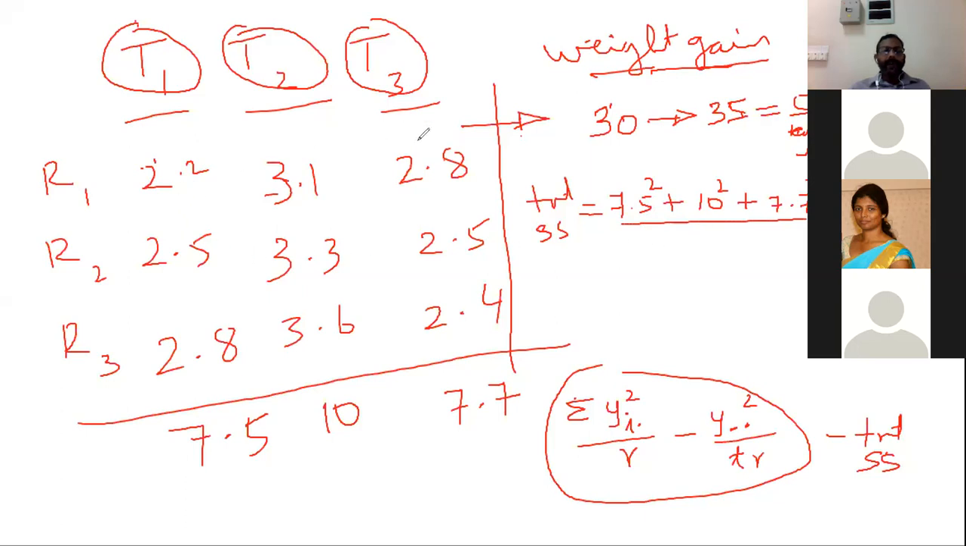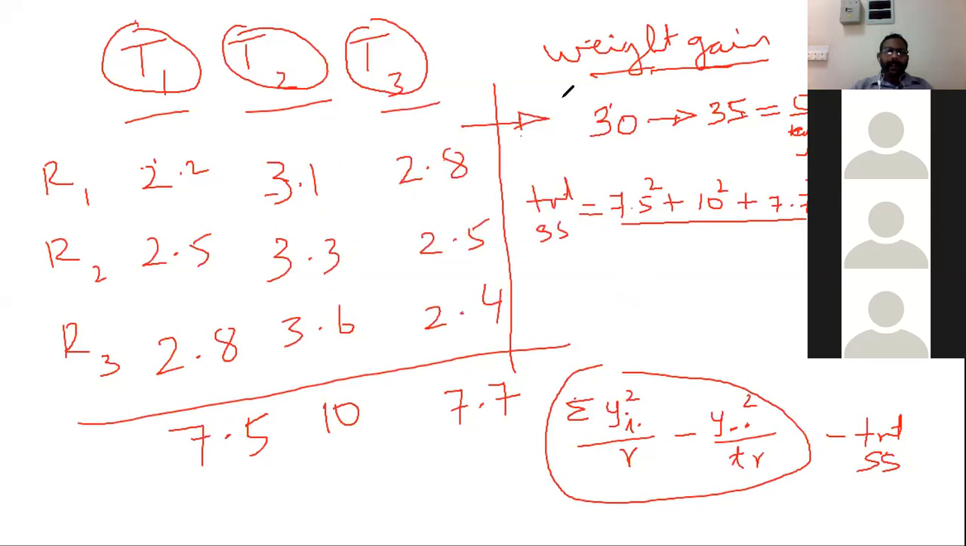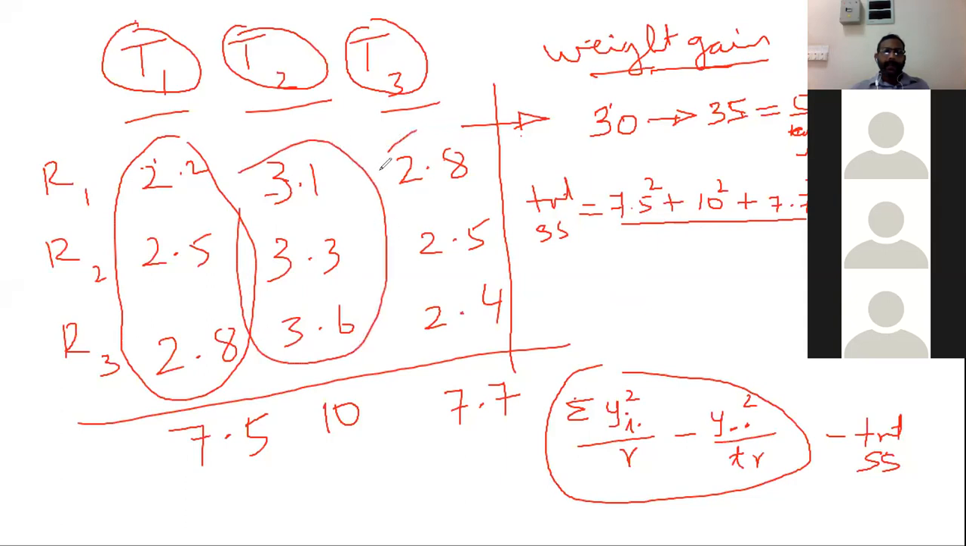Is r the same for all treatments or different? Number of replicates. Is the replicate r same or different? Different? Why different? What about the first treatment? How many replicates? 3. Second treatment? 3. Third treatment? 3. Same. So if the number of replicates is the same, no problem. We can divide directly.